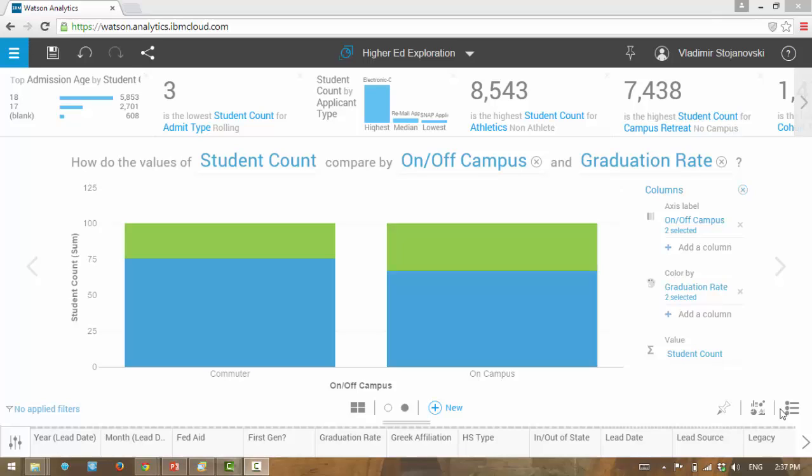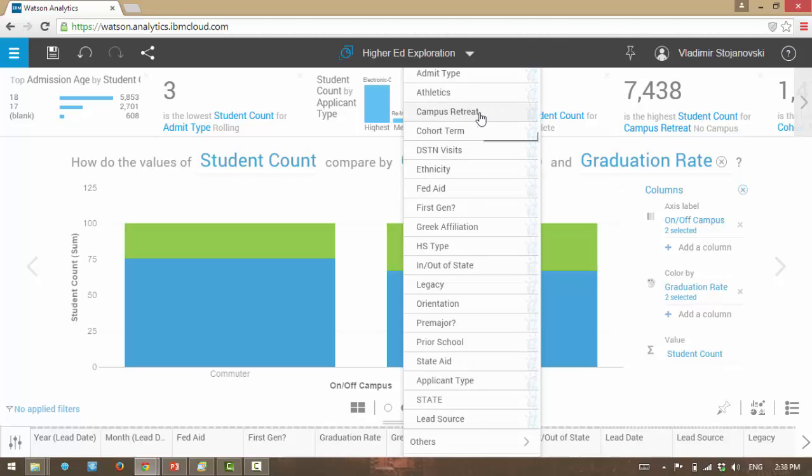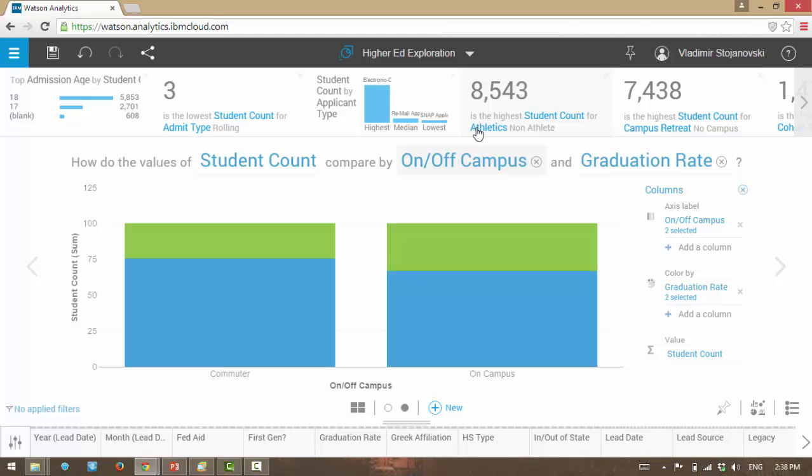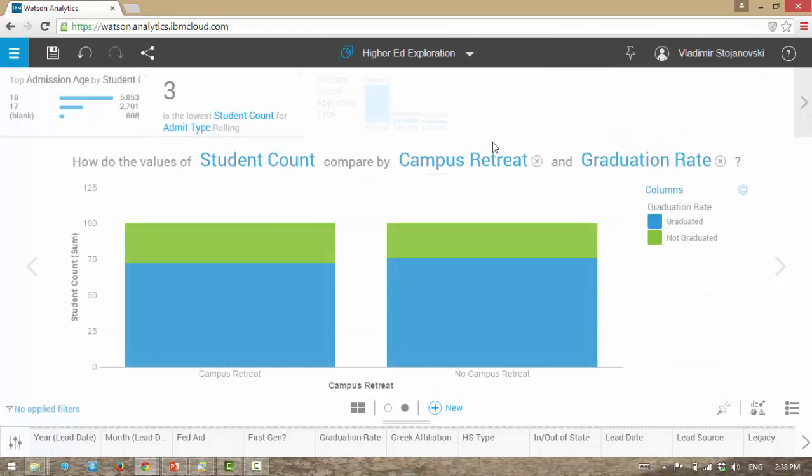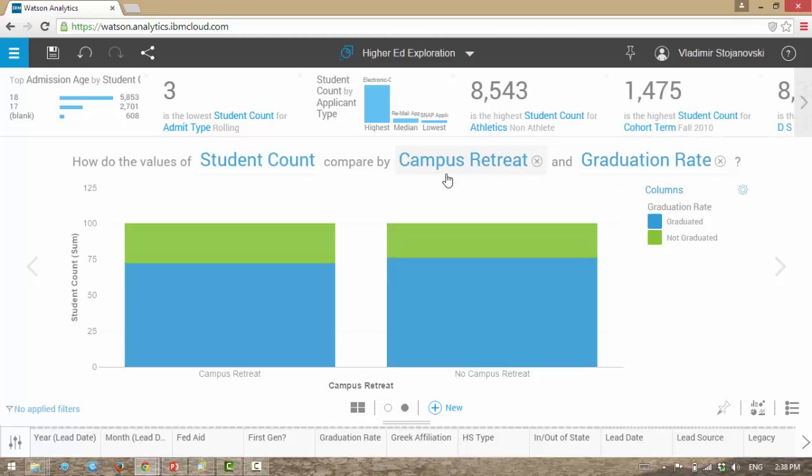What about programs that we invest in? Programs such as campus retreats, campus visits, student orientation. These are things that we invest in. Could they potentially have an impact on whether students graduate or not? Let's take a look. So here we have campus retreats, we also have orientation, we also have student visits in this data set. Let's take a look at campus retreats first. And what we find here is counterintuitive. So students that did not attend campus retreats have a higher ratio of students graduating versus those that did attend campus retreats. Another interesting finding, I will go ahead and pin this one as well.